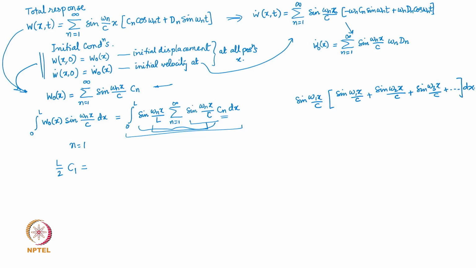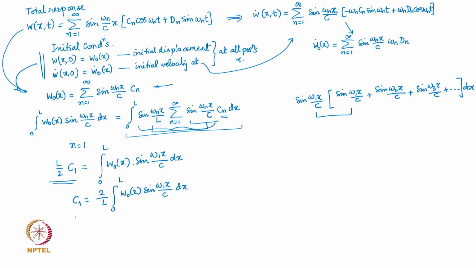You can show that all the terms except this particular term are 0 when you integrate from 0 to L, right? So that's how you get that the right hand side is this value, and the left hand side, which I will write here as integral 0 to L w naught x sine omega 1 x by c dx. Okay, and so I can write C1 to be equal to 2 over L integral 0 to L w naught x sine omega 1 x by c dx. This is how I get the first coefficient C1.